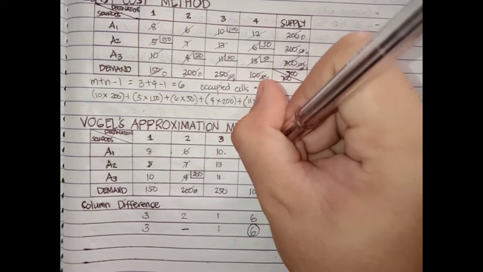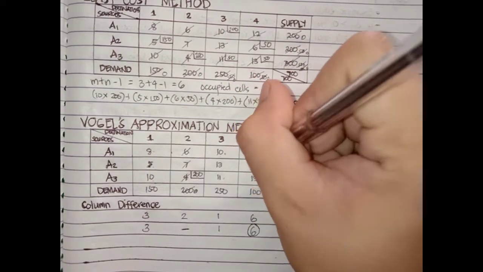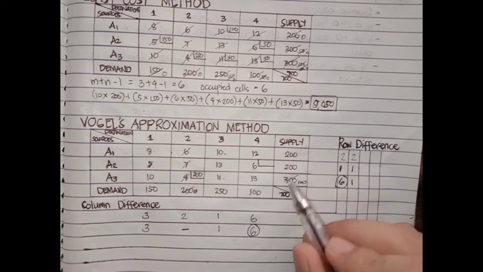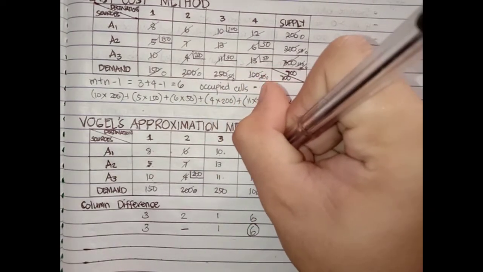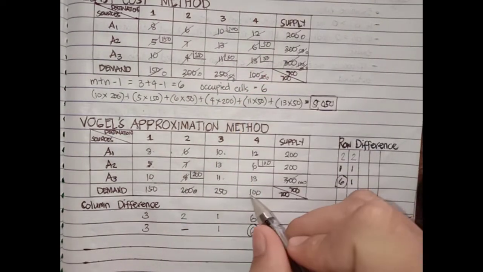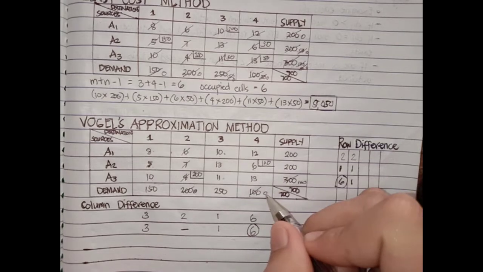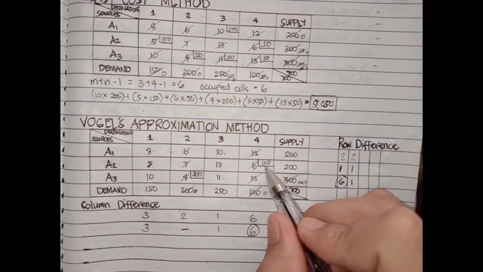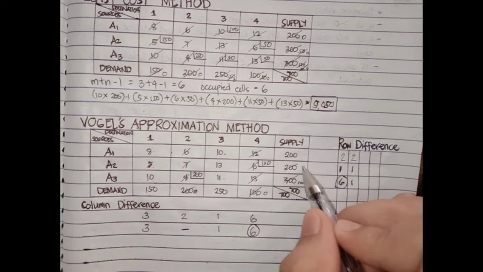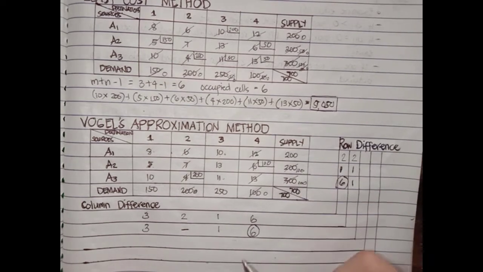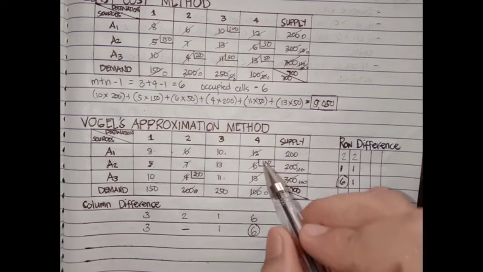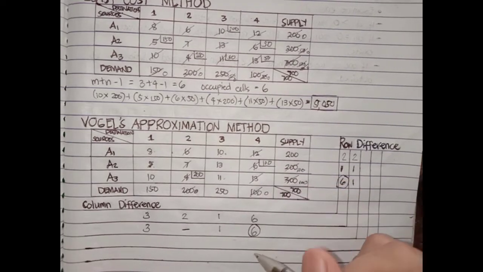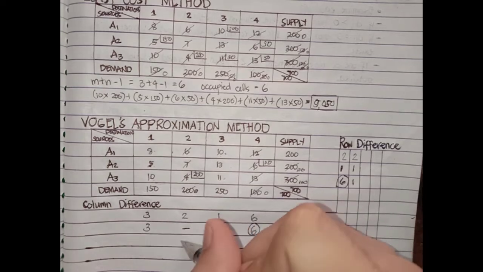So we will allocate in this cell. We have here 100 and 200, and 100 is the smallest, so we'll allocate 100 here. 100 minus 100 is equal to 0. Since it is already 0, we will no longer allocate in this column. 200 minus 100 is equal to 100. Since it is no longer being used, we will put a dash here and here also.